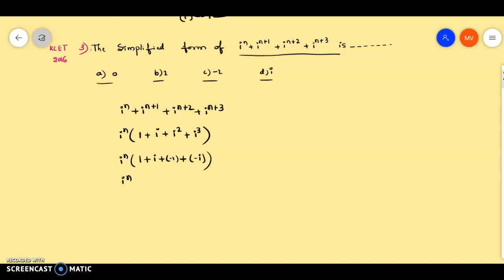and that is equal to i to the power n into bracket 1 plus i minus 1 minus i. So here plus i minus i cancel, and 1 and minus 1 get cancelled, therefore it is i to the power n into 0. 0 into anything is 0. So here my option A is right, right? So check this out.